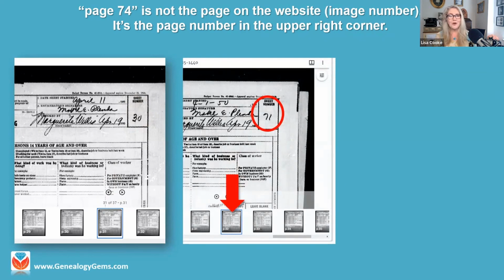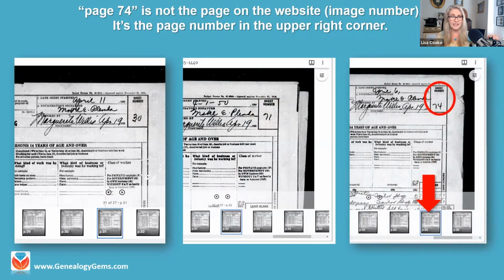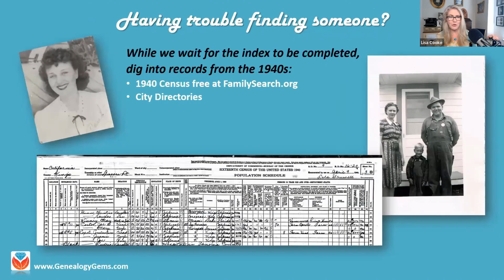So don't stop there. Go ahead and get to the end of this roll, because sure enough, page 35 in this roll that she was looking in this ED is sheet 74. So it's there, it's in the upper right-hand corner, and they are typically always found at the end of that enumeration district collection that you've pulled up. And if by chance you still have trouble finding people, again, I would stop and see if I couldn't nail down that I have the right address.